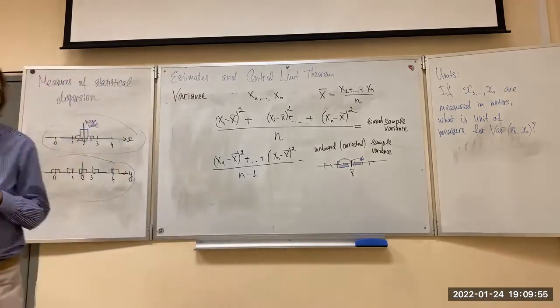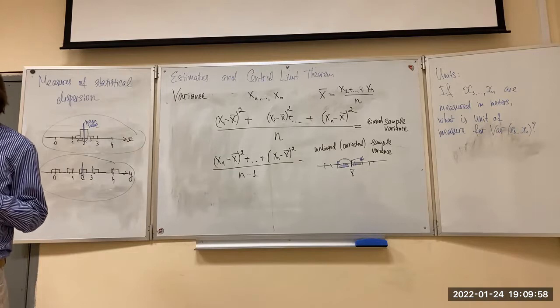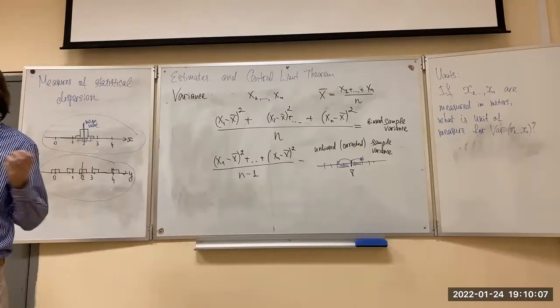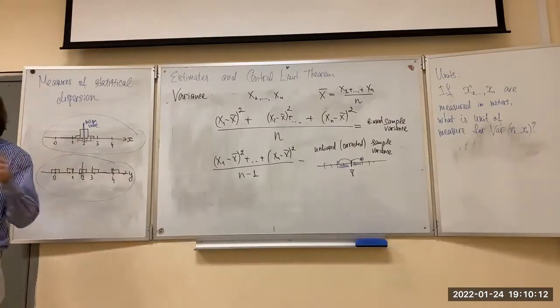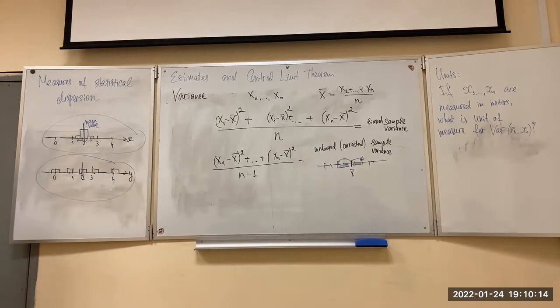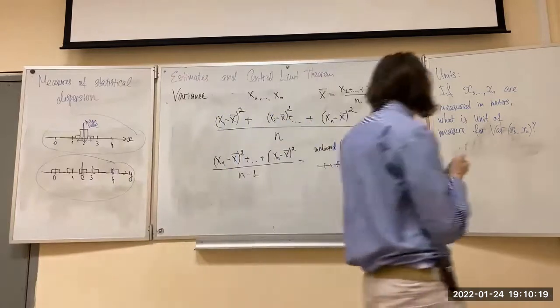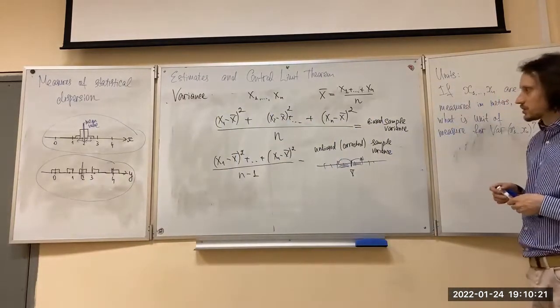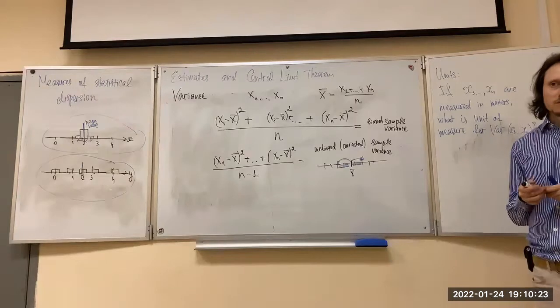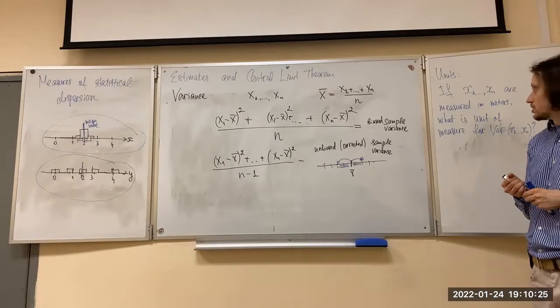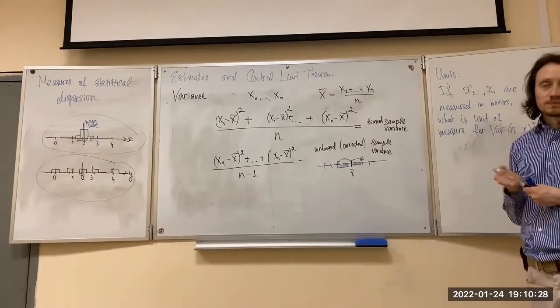And it is a bit strange that we measure something in meters, but the deviation of this value from the mean value is not measured in meters. If you are interested in the deviation, you probably want some measure of distance, not measure of area. And that's why sometimes people use not variance, but standard deviation. Standard deviation is just a square root of variance.